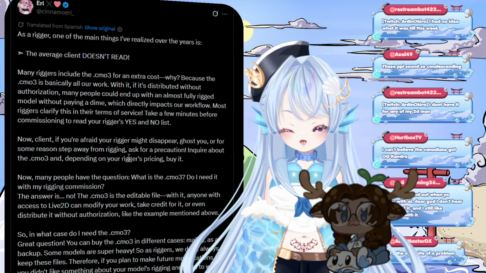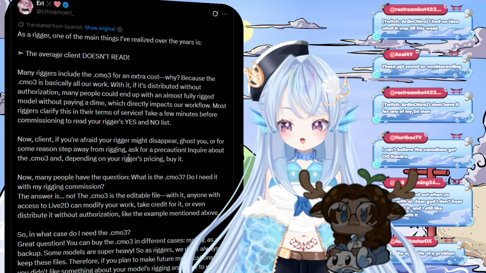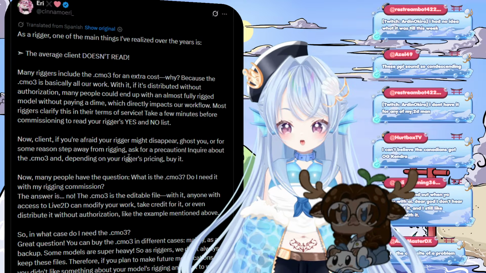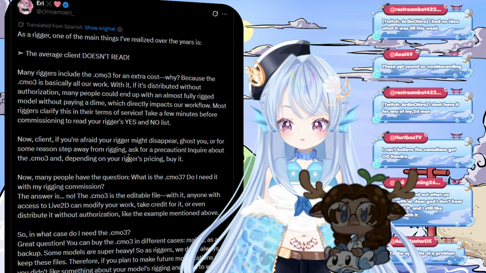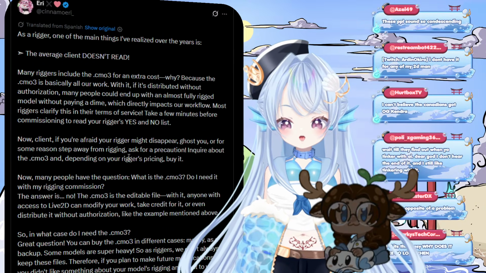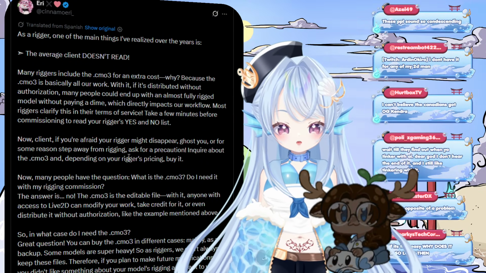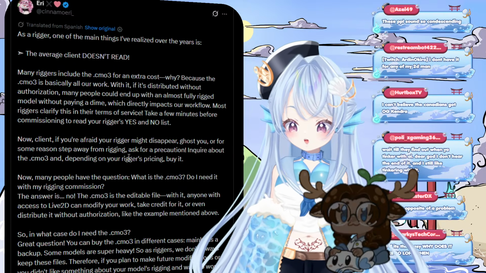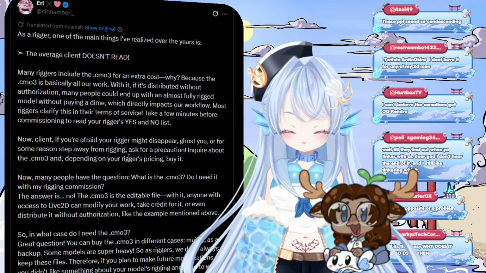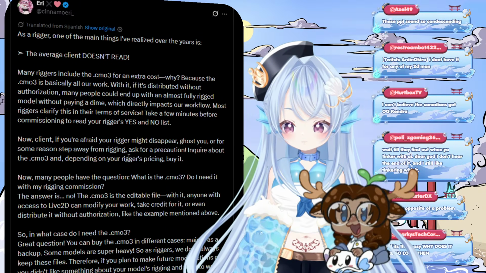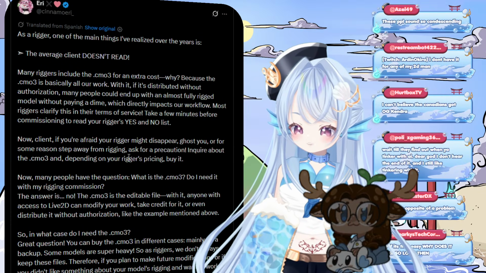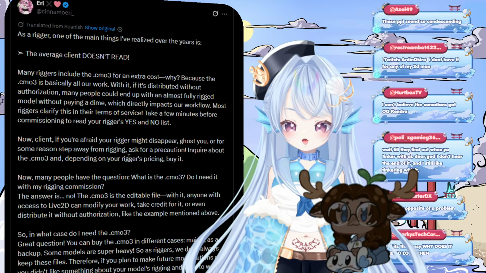Now client, if you're afraid your rigger might disappear, ghost you, or for some reason step away from rigging, ask for a precaution. Inquire about the CMO3, and depending on your rigger's pricing, buy it. Again, people don't know what they need. Just buy it. Just give me extra money for the $2,000 I spent on you. Oh, I have somebody coming up with that as well.